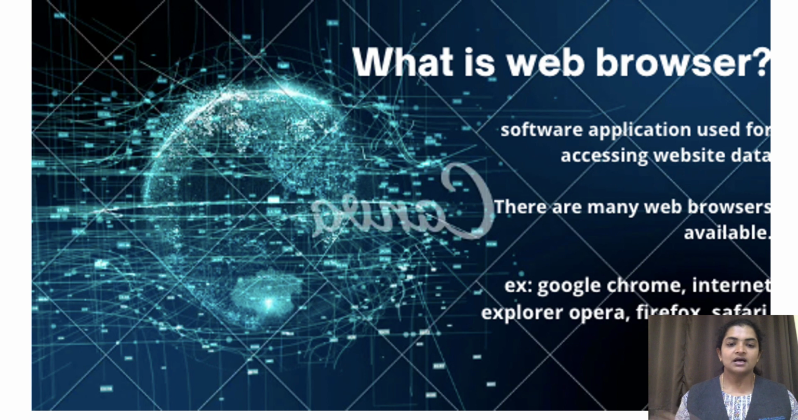Next one is, what is a web browser? For accessing data from a website, we need software. A software application used for accessing website data is known as a web browser. There are various web browsers available. For example, we have Google Chrome, Internet Explorer, Opera, Firefox, Safari. These are all the different types of web browsers we use in our day-to-day life.